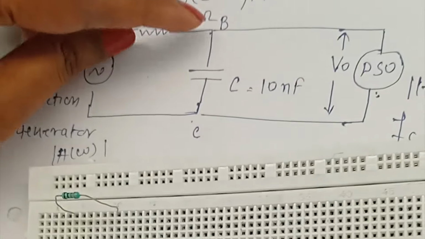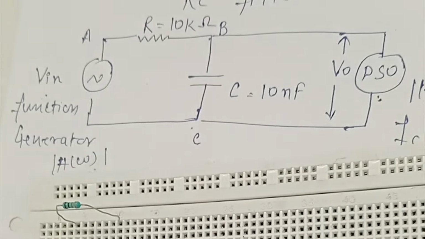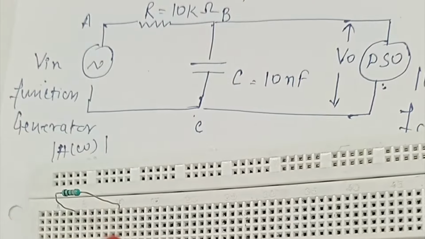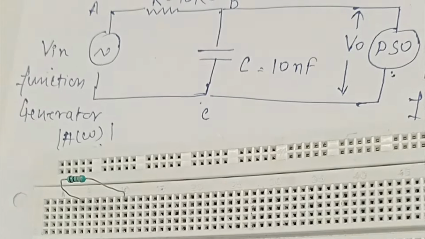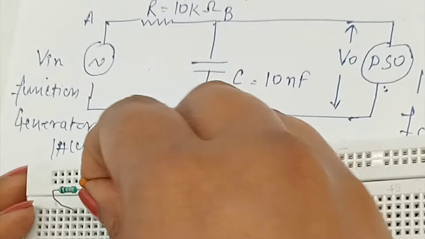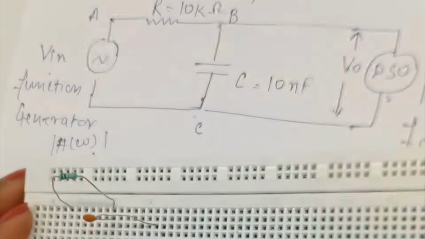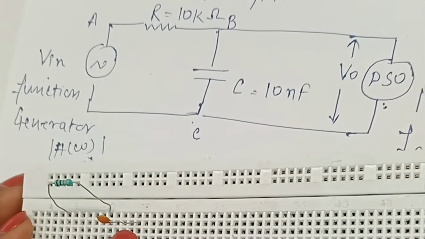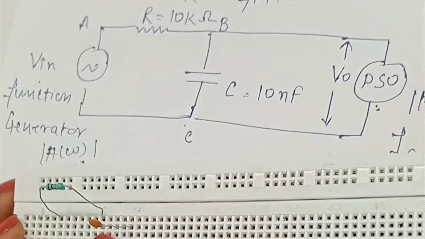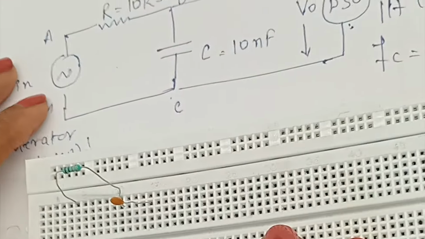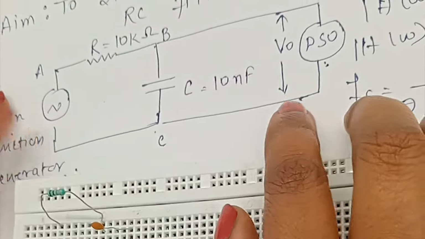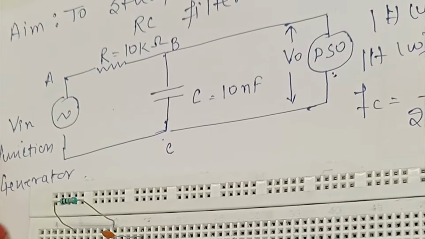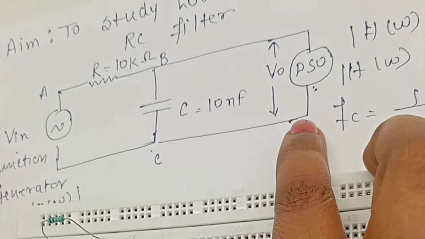Now the capacitor is connected between B and C. Since this whole line is considered node B, I will first insert the first leg of the capacitor in node B, and then I will insert the second leg of the capacitor in node C. Now two more instruments need to be connected. First one is the function generator and second one is the DSO.